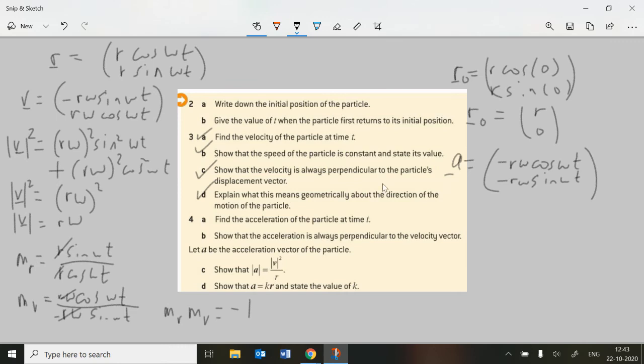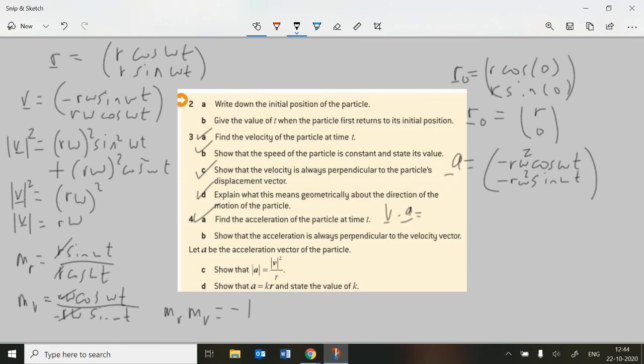Find the acceleration of the particle at time t, and then show the acceleration is always perpendicular to the velocity vector. So again, we've got the choice of ways in which to do this. Perhaps let's do the dot product this time. So if we do v dot a, we can see that we're getting this times this, which is going to give us, just thinking about this one, I think slightly wrong here. It's a mistake here. Forgot to times by omega, by the chain rule essentially. So there's an omega squared there, in fact.